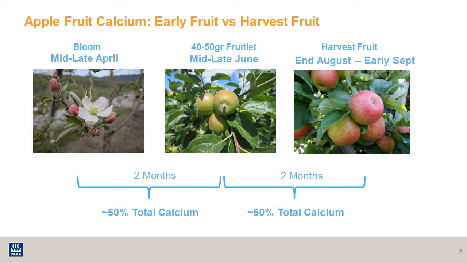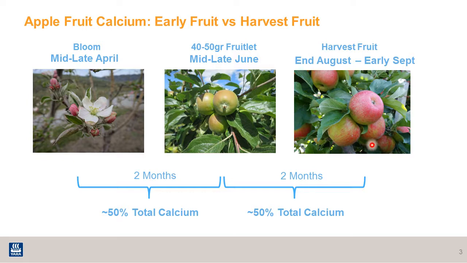Now, for Honeycrisp and other apple varieties, it is very common for people to sample fruit at this stage, at the 40 to 50 gram fruitlet stage, and send them to the lab for fruit analysis of mineral content, including calcium. The reason for that is, by the time the fruit gets to this stage, the cell division is done and is moving on to the cell expansion phase.